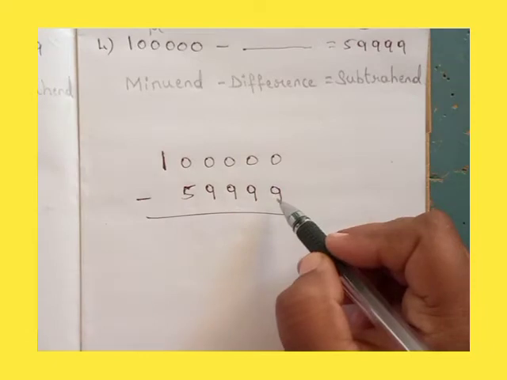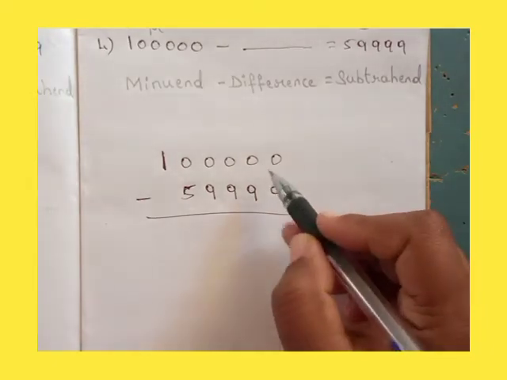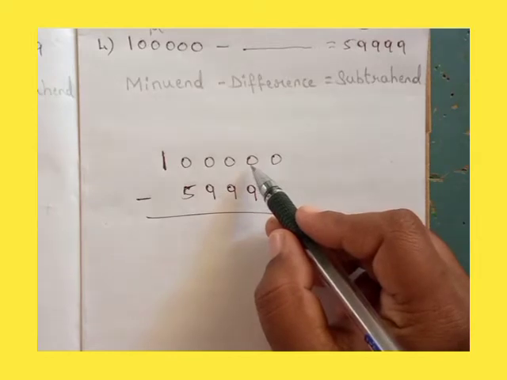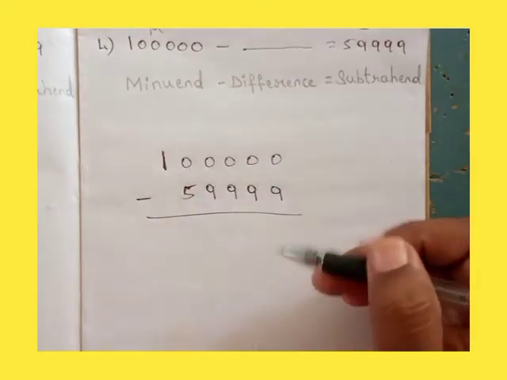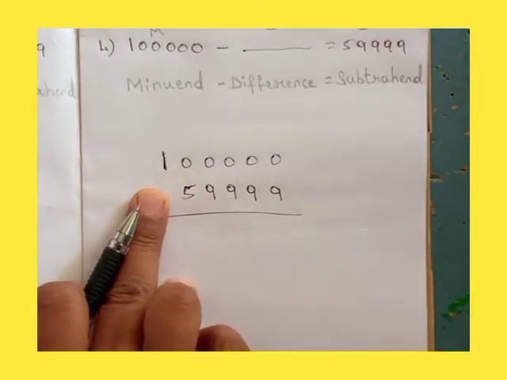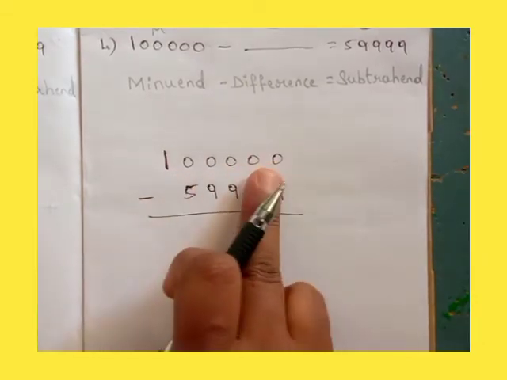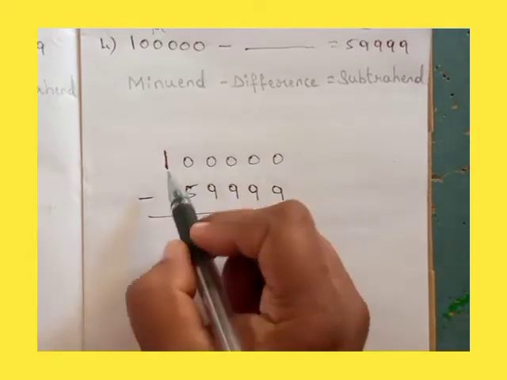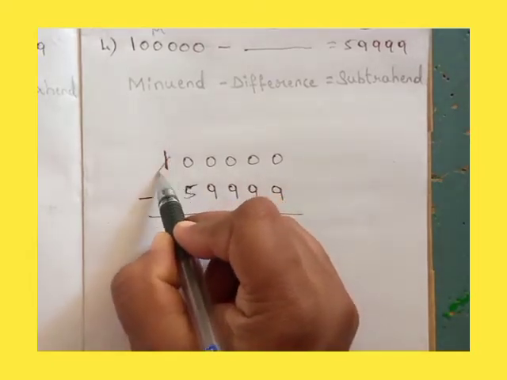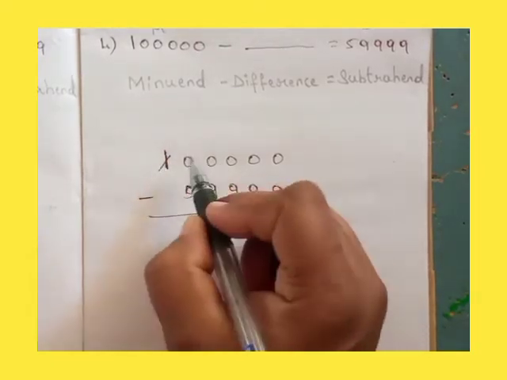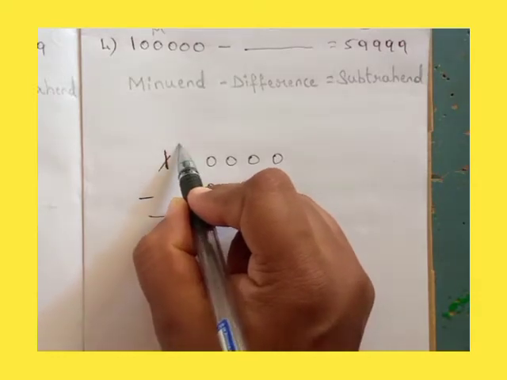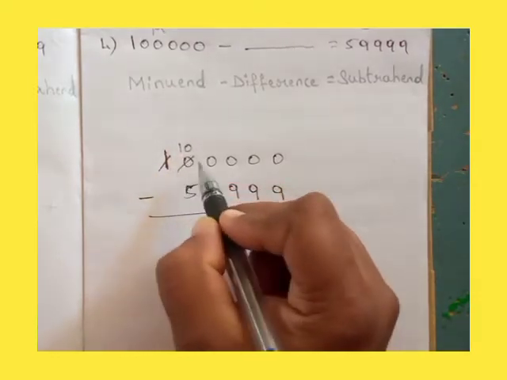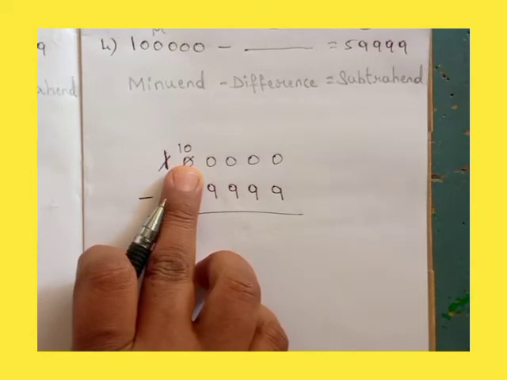See, in 0, can you minus 9? No. Your next number is also 0, 0, 0, 0. So we need to take from the last number, because there are no numbers here. What you should do is take from the last number, from 1. Cut this one and borrow here 1, so this will become 10.